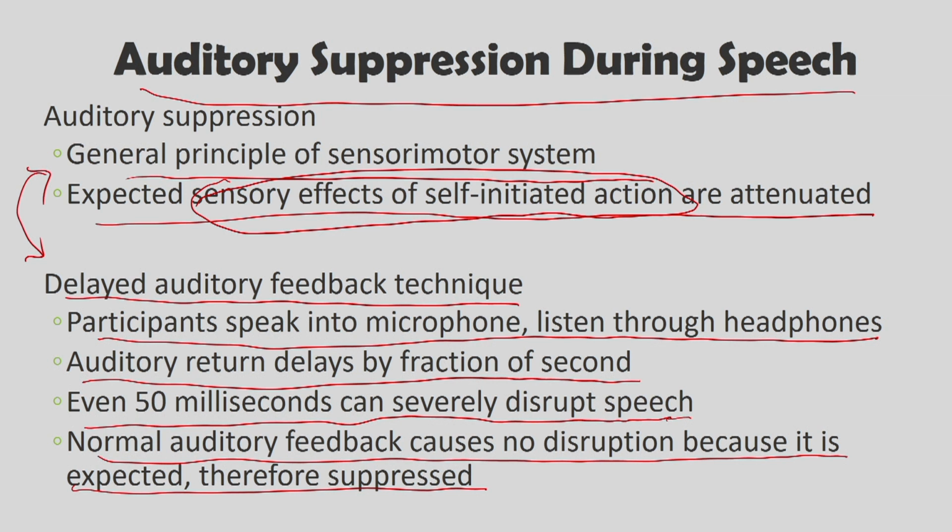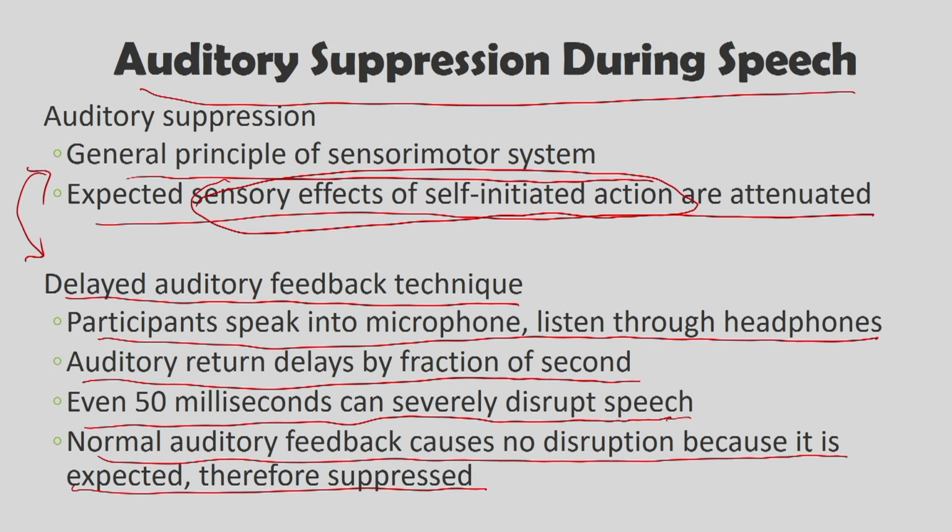Normally, when you speak, the auditory system expects the sound and suppresses the sound which you are hearing in your own ear, produced through your mouth. But if there is a delay between the production of speech by your mouth and the hearing, even by 50 milliseconds, it will cause an interference, and because of this interference, the speech will be affected. There is a disruption of auditory suppression, and this disruption affects a person's ability to actually speak.